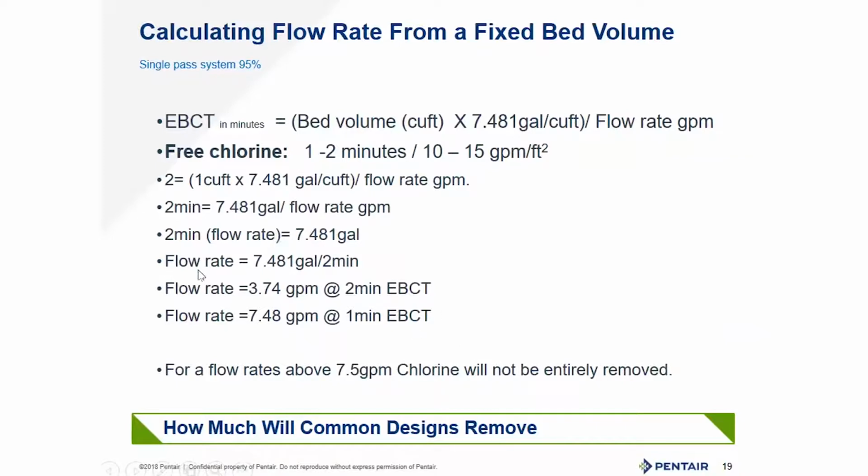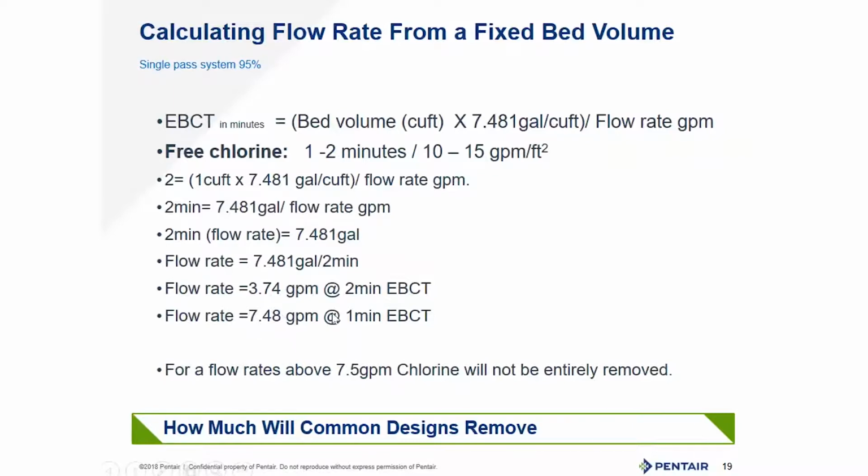So you do the calculation, you get a flow rate of 3.74 GPM out of the unit at 2 minutes of empty bed contact time. And you get 7.48 GPM out of a 1 minute empty bed contact time. Almost twice as much GPM going through the tank between the two. So a 1 cubic foot softener is going to give me up to 7.5 GPM without having any chlorine bleed through at all.